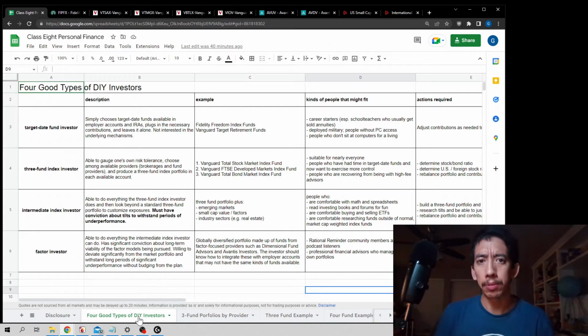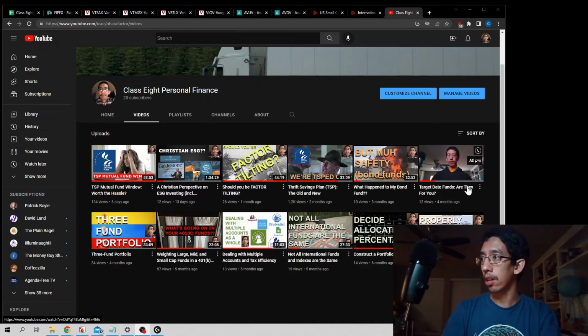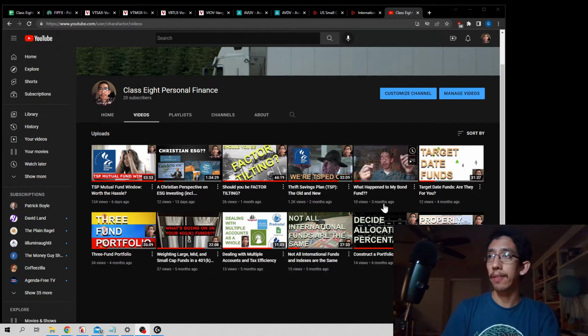I'm going to start with the simplest and just go from there. The first one I have listed here is a target date fund. A target date fund investor simply chooses target date funds available in employer accounts and IRAs, plugs in the necessary contributions, and leaves it alone, not interested in the underlying mechanisms. If you look at the channel homepage, you can see target date funds right about there. I've got a longer video on target date funds that's about half an hour. Let me give you a brief summary.